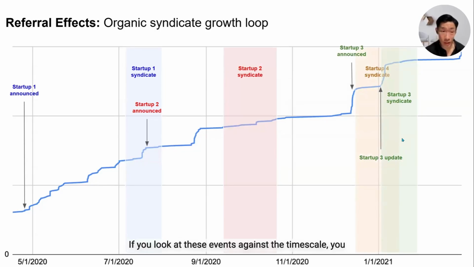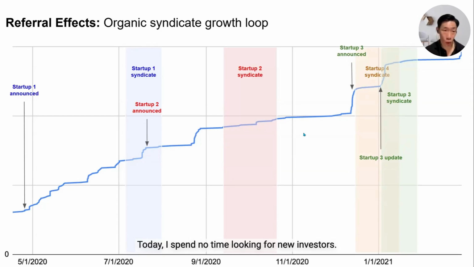If you look at these events against the timescale, you start to see a pretty clear correlation pattern between deal activity and growth in the investor network. So this is like my proof of the referral effects working.